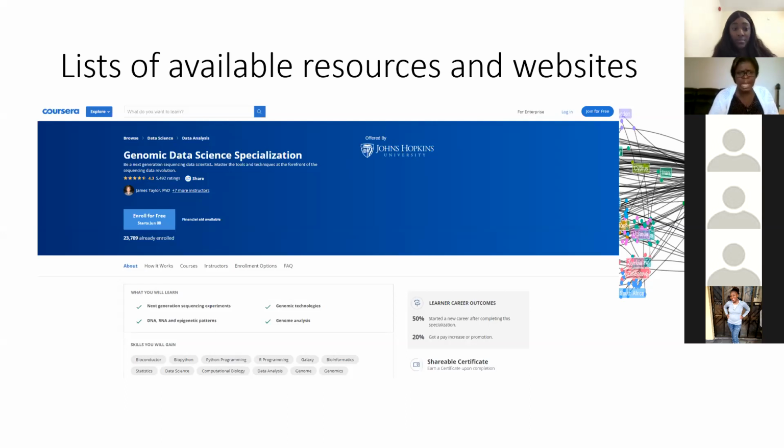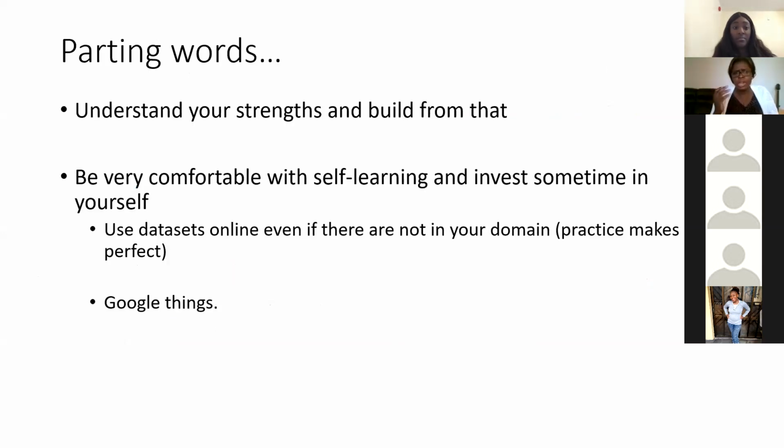And lastly, I would just like to tell you that you have to understand your strength and build from that. I, for example, am a plant biologist. That is my strength. I'm building on that. So I'm not just going to try to apply data science to something I don't know without doing my due diligence. So like I said, even if you're not a biologist, go do your due diligence, read up on things, and then build from that.